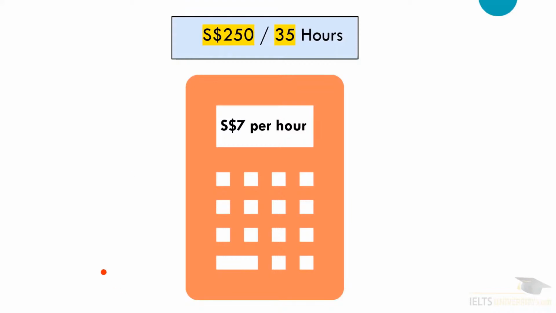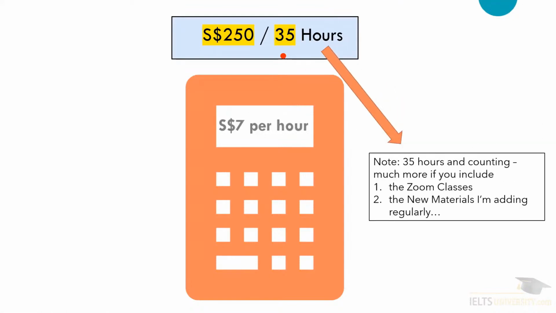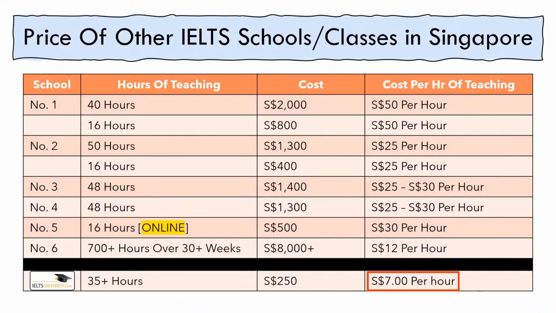Now, $250 divided by 35 hours, that's about $7 per hour. And actually, if you talk about 35 hours of videos, that's actually more, right? Because the Zoom classes are going to be recorded and placed there. The new materials I'm adding are going to include more hours of teaching.